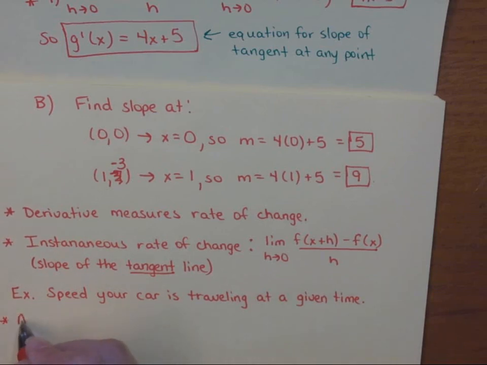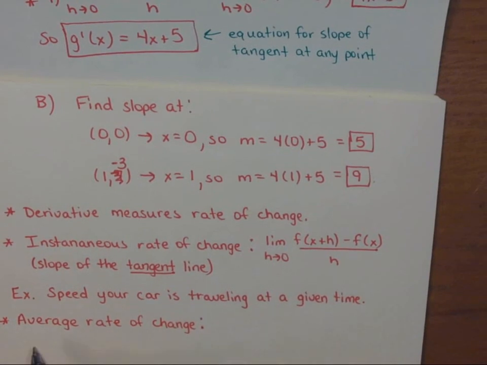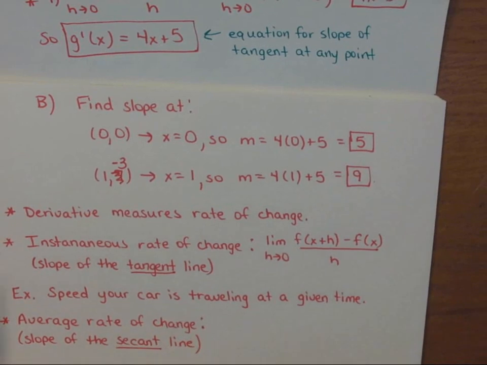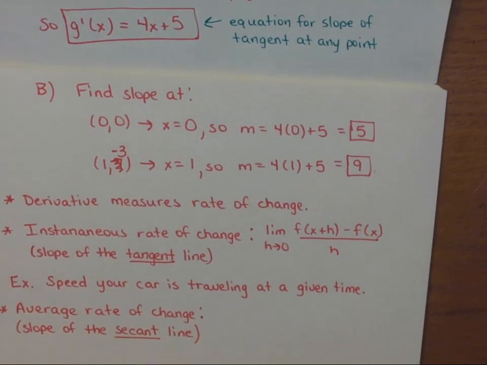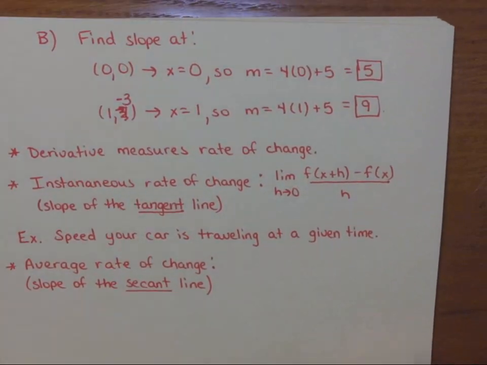So we're going to compare that to something closely related, average rate of change. I'm going to give you the formula for that in a minute, but the difference here is that instead of it being the slope of the tangent line, it's actually the slope of the secant line. So instead of it being the slope at one point, it's going to be the slope between 2 points, because remember, secant lines cross the graph twice.